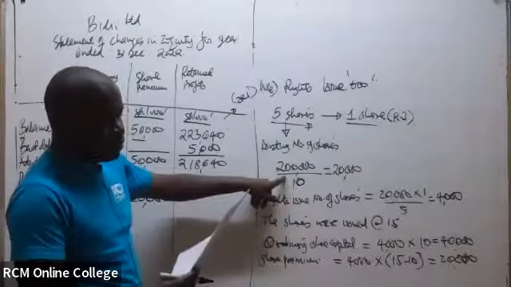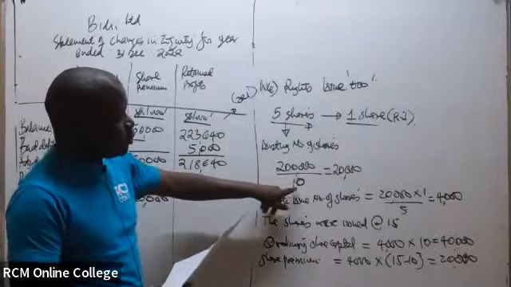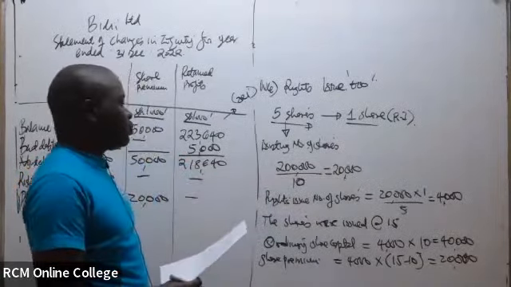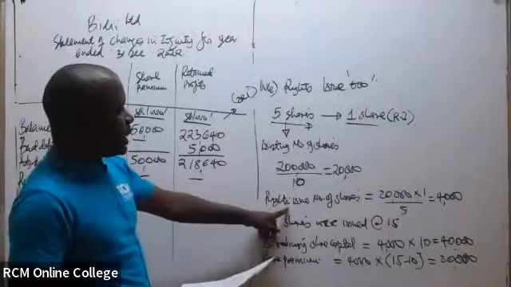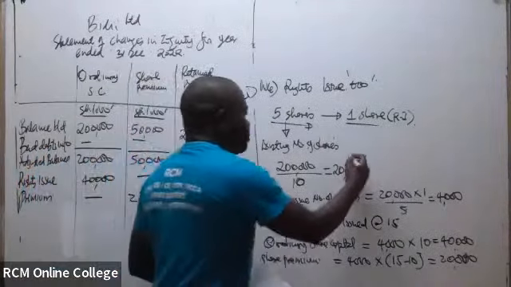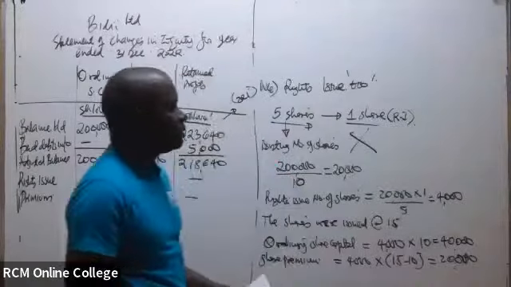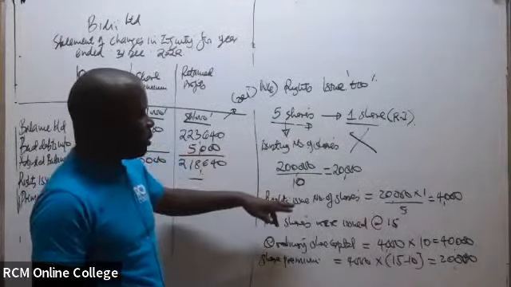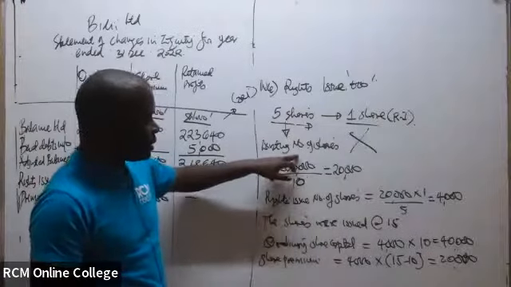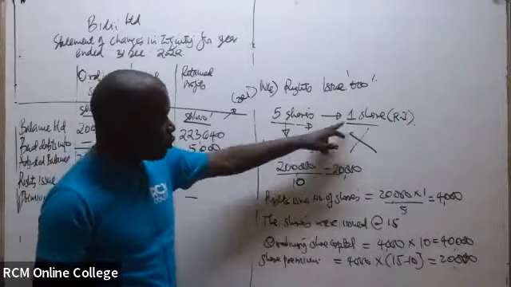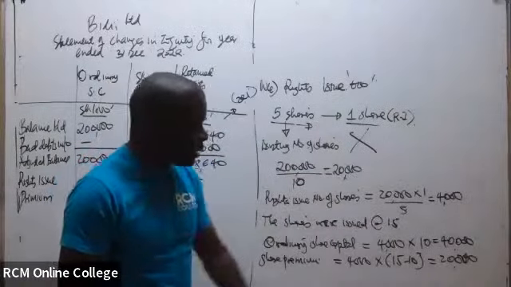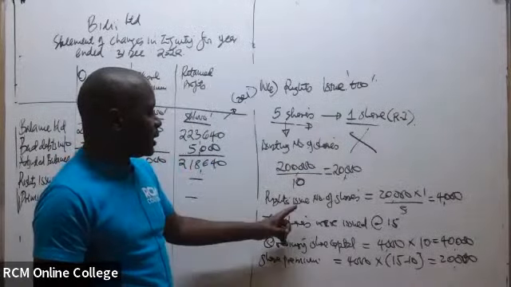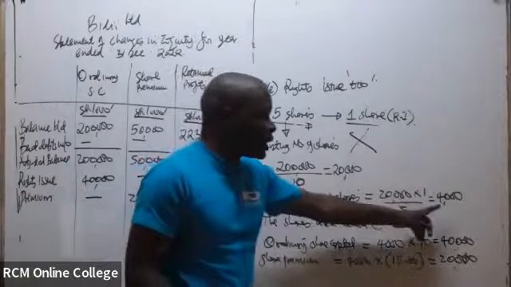It is 200 million divided by 10. You get 20 million shares. So the rights issue here, you do the cross multiplication, because 5 shares, 1 share. What about 20 million shares? You do the cross multiplication. That's what you've done here. And then you'll get that the rights issue was actually 4 million shares.